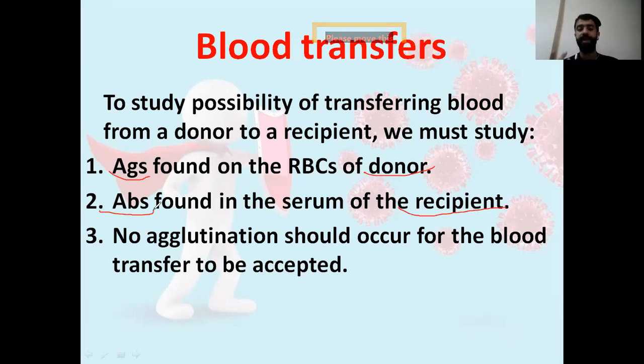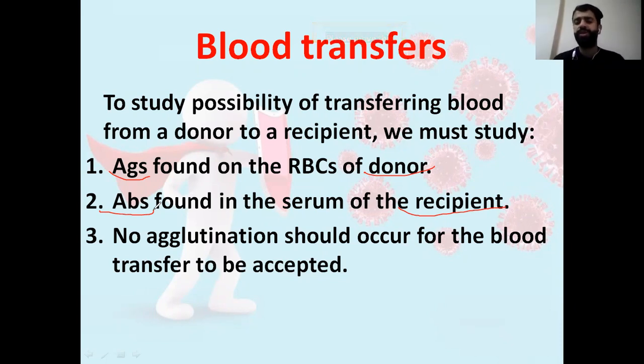What does this mean? This means that if we have, let's say, antigen B and antibody B between the donor and the recipient, whenever they are found in the same blood, they will fight and they will cause a reaction called agglutination. In this case, the blood cells are going to be broken and this blood transfer is not accepted. So here, let's have an example.